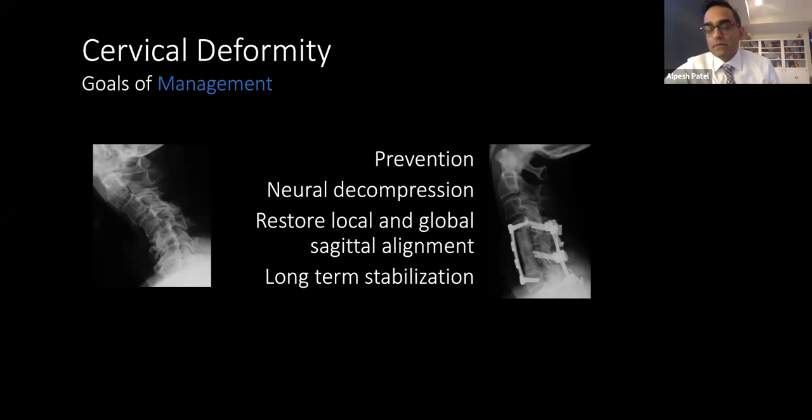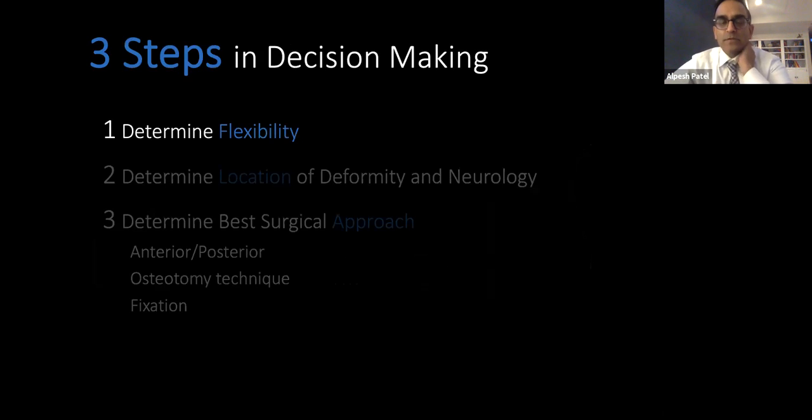We obviously want to decompress neurologically anything that we think is symptomatic, whether that be cord or root level compression. And then, if we're going to talk about managing the deformity itself, we want to restore both local and global alignment to a reasonable degree. And then we want to think about long-term stabilization. So those are the big picture goals in management of these patients.